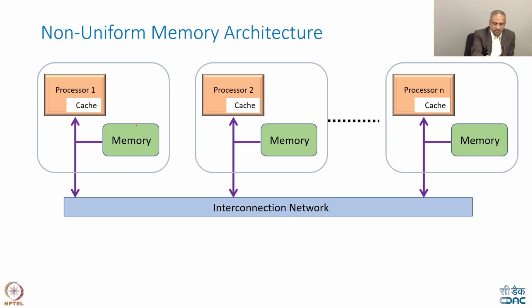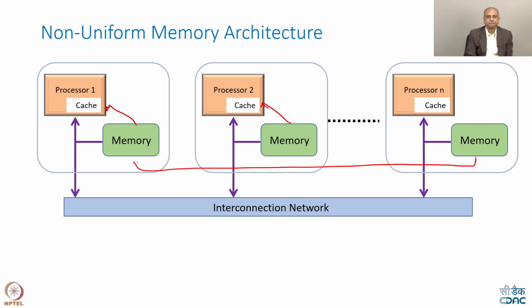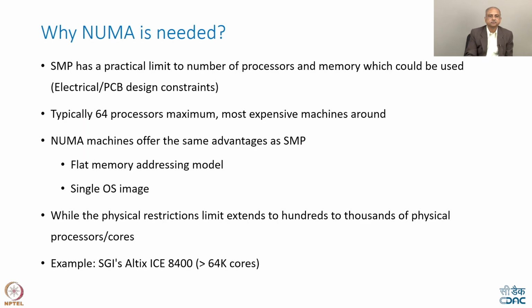You have this memory which is closer to this processor, this memory which is closer to this processor, and together all memories form a unified range. So if processor 1 is accessing a close memory, it will be faster, but if it has to access data which is in this memory, it is going to be slower.